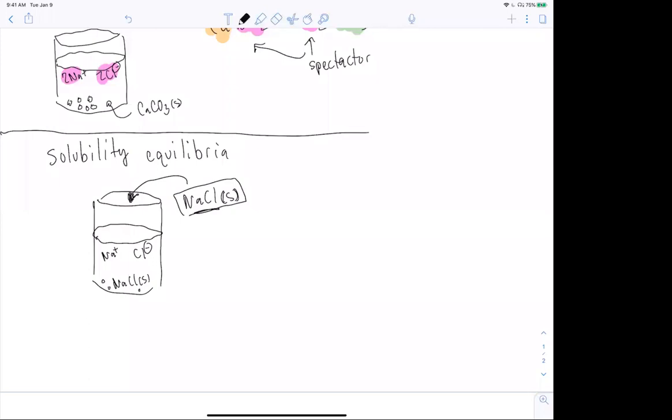Or if you've ever made tea, it's not a perfect example, but like iced tea, you can get some in, and then after a while it just starts to sink to the bottom. You hit this point where you can no longer get any dissolved. This is when the solution is saturated. Or saturation point, I don't know what we call it. Yeah, saturated solution.